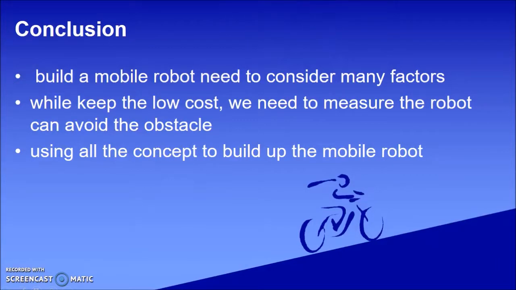Now I make a conclusion for our assignment presentation. To build a mobile robot, we need to consider many factors like EKF, APF, and SLAM. Besides considering these factors, we also need to keep our cost low. But while we keep the cost low, we need to make sure the robot can also avoid the obstacle to some accuracy target. So at last, we will try to use all the concepts in this presentation to build up our robot.